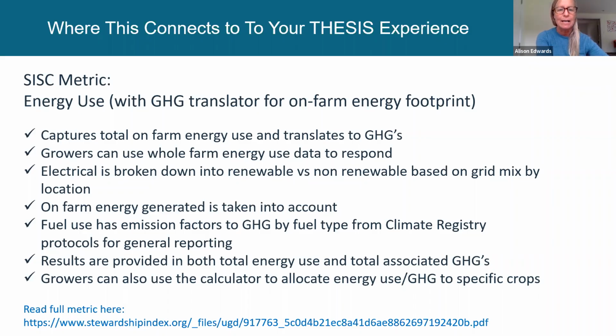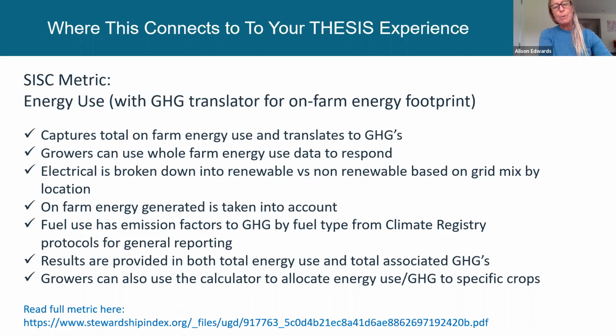It's important to note that the electrical is broken down into renewable versus non-renewable based on grid breakdown by location. So a grower can understand the percentage of their grid use that is renewable versus non-renewable, and that's taken into account in the metric. On-farm energy generation is taken into account. Fuel use, and whether it's renewable or non-renewable. Fuel use has emission factors to GHGs by fuel type based on the climate registry protocols for general reporting.